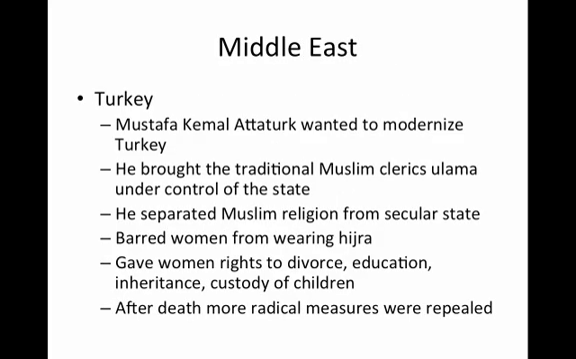In the Middle East, we have two different models of decolonization. In Turkey, Mustafa Kemal Ataturk wanted to modernize the country. He brought the traditional Muslim clerics, or ulama, under control of the state. He separated the Muslim religion from the secular state. He barred women from wearing the traditional hijab, or head covering of Islam, and he gave women rights to divorce, education, inheritance, and custody of children.